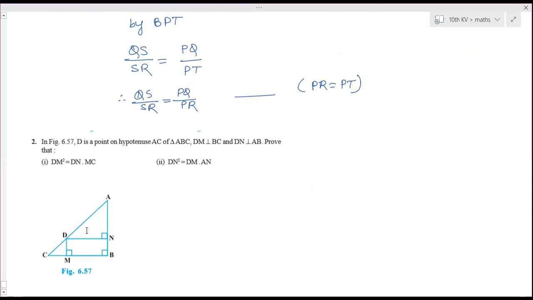This is the diagram. D is any point on the hypotenuse AC of triangle ABC. Angle B is 90 degrees. DM is perpendicular to BC and DN is perpendicular to AB. Prove that DM square is equal to DN into MC. For this, join DB.